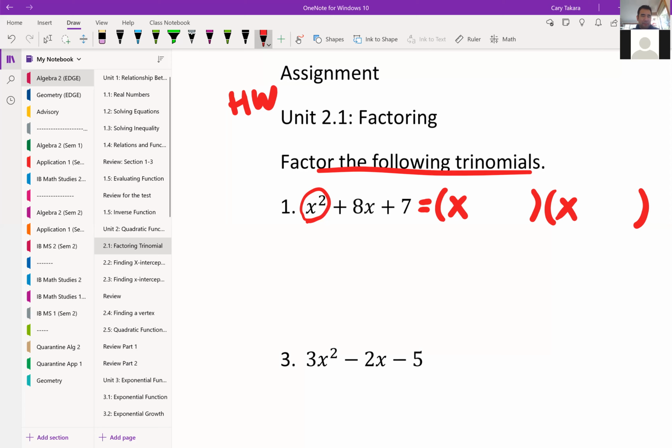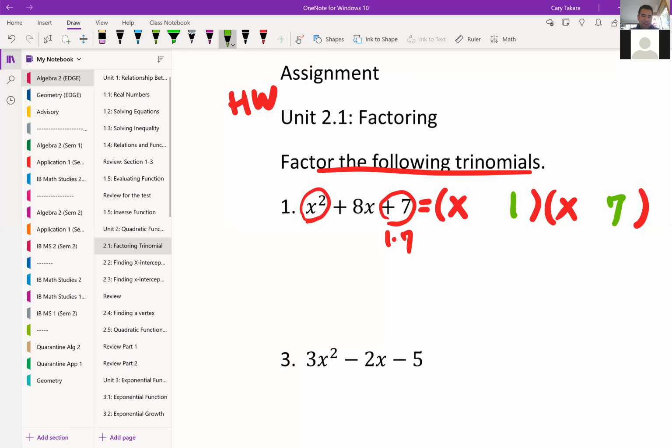And then the next step is you look at the last number, 7, and 7 is a prime number. So there's only one possibility, right? What times what do I give 7? It's 1 and 7. 1 times 7 is the only possibility. So I'm going to put 1 and 7.